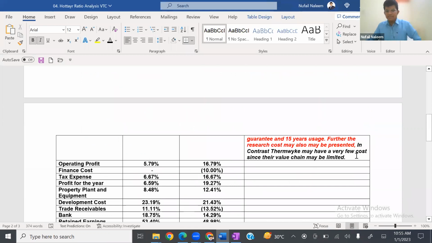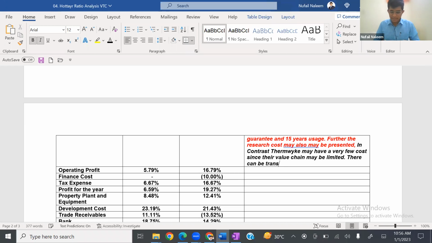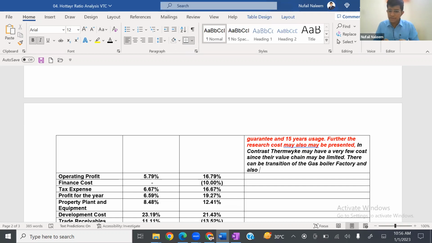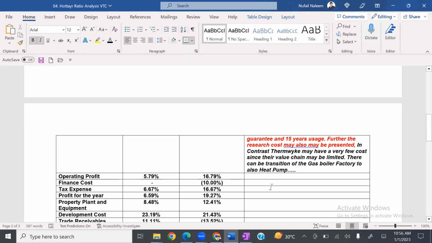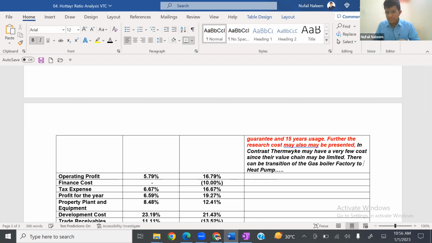Students, I can just write down also, there can be a transition of the gas boiler factory to the heat pump. Correct, no, students, if I'm not mistaken? Yes or no? Gas boiler factory to heat pump. Yes, sir. I believe everyone got that clarity there. Students, can I get a Y in the chat box if you are fine with that?